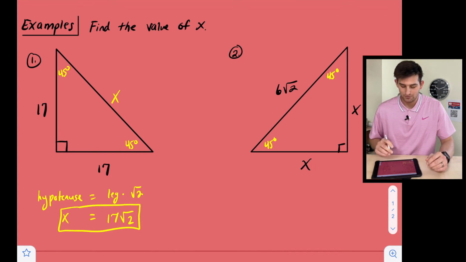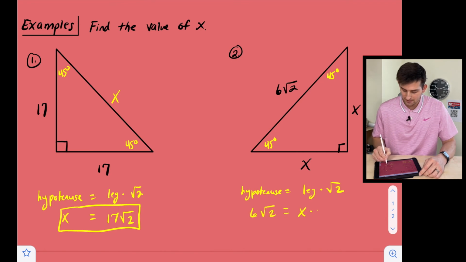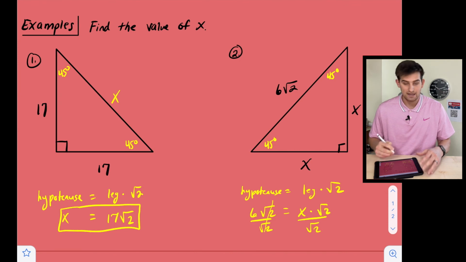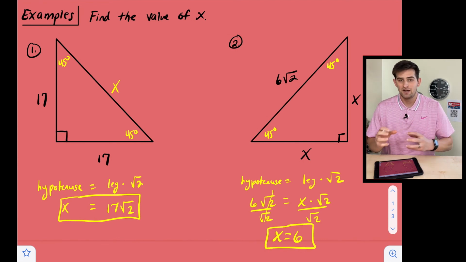So now let's take a look at number 2. Now we are given the hypotenuse, and it is 6 root 2. So we can say the hypotenuse is equal to the measure of the leg times the square root of 2. And for our hypotenuse, we can plug in 6 root 2. The leg is x. And now to solve this for x, we can divide both sides by root 2. All right, and now look what happens. We do 6 root 2 divided by root 2, and that cancels out. And so all we are left with is x is equal to 6. Okay, and so that is how we can find missing legs or a missing hypotenuse for a 45-45 special right triangle.